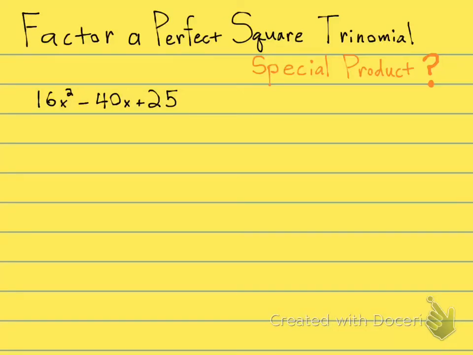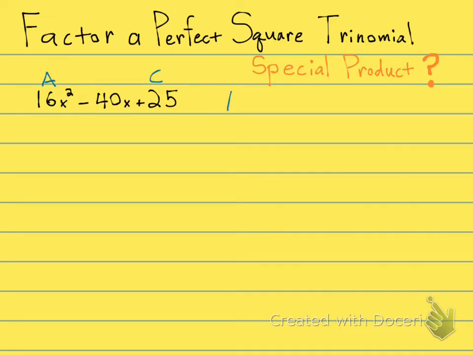All right, we have another perfect square trinomial. This one does not start with a 1. This one starts with something other than a 1. The leading coefficient is not equal to 1. So this is going to be the AC method.